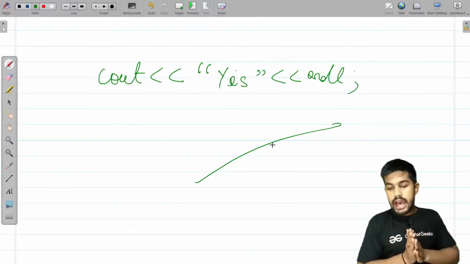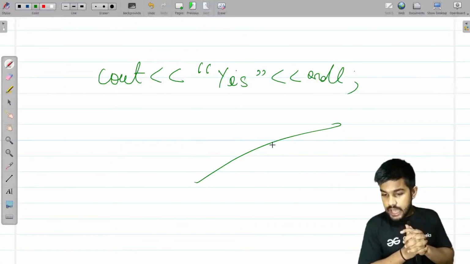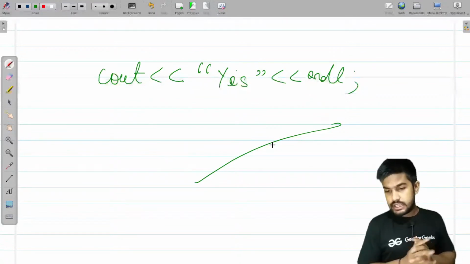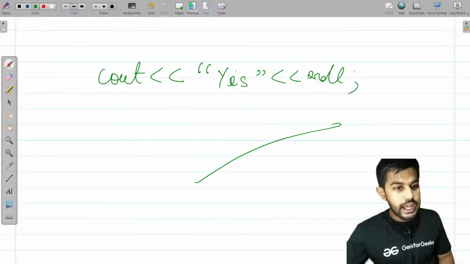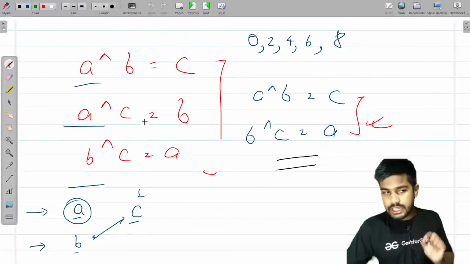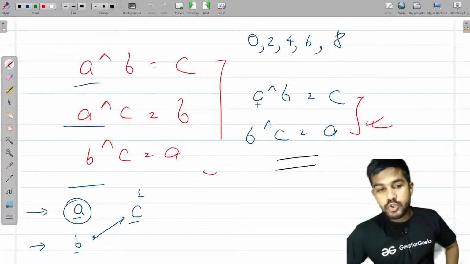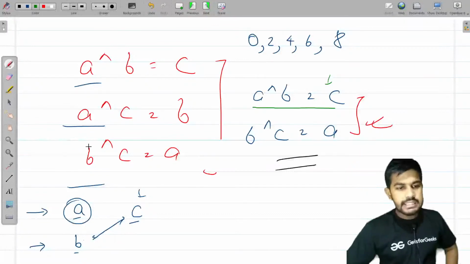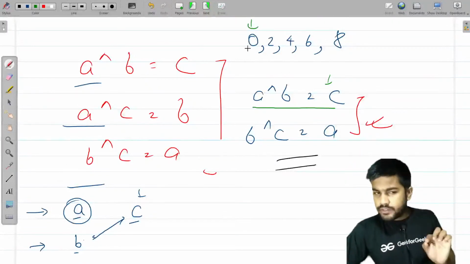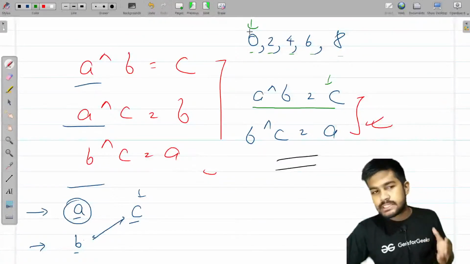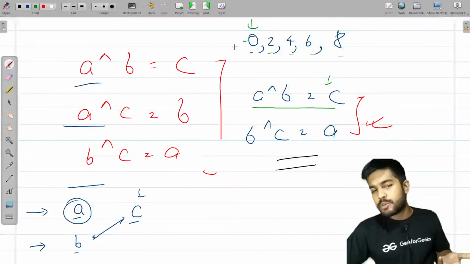Okay, so I received a question: how will you check if A XOR B is present in the array or not without traversing the array? I told you that suppose A XOR B equals C, where C would exist in the array. If no such pair exists, the count would be 0 itself. That's why I wrote even numbers: 0, 2, 4, 6 and 8. 0 is also an even number, so if no pairs exist, we would write YES only.